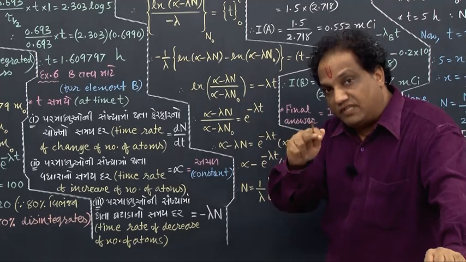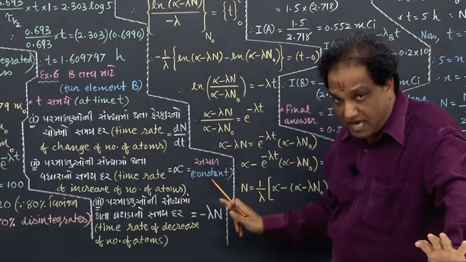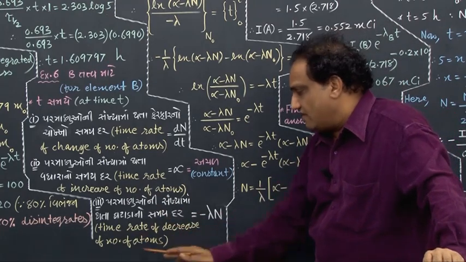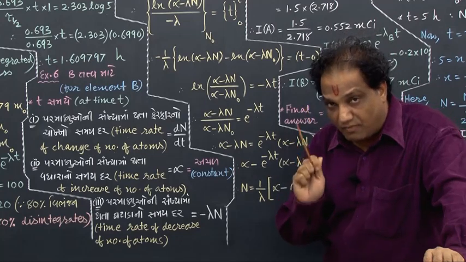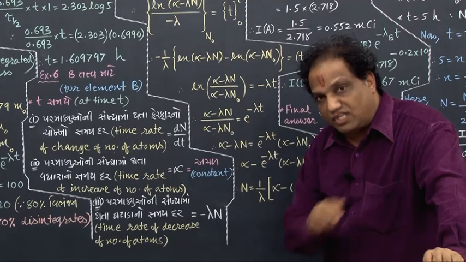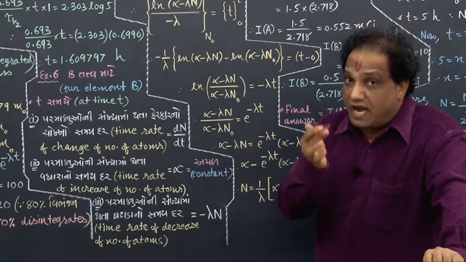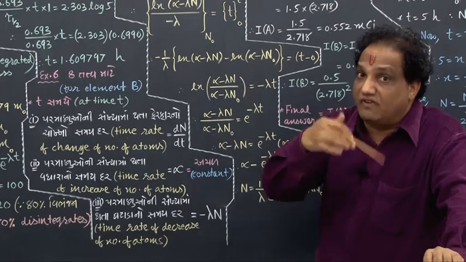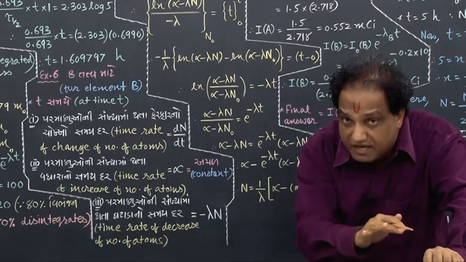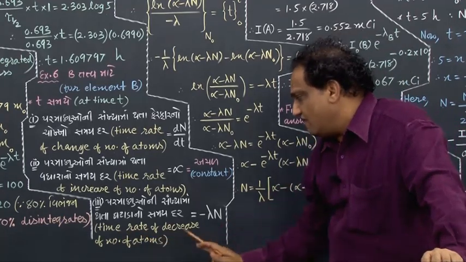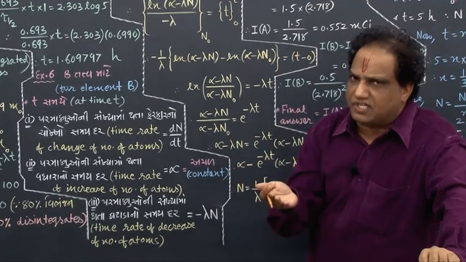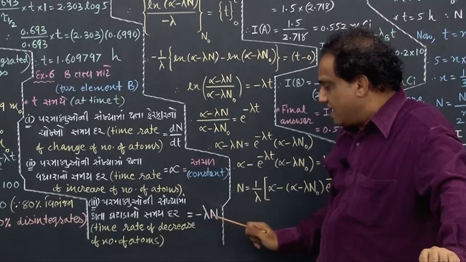And not only that, they have given that alpha remains constant with time. Fine. Then the time rate of decrease of number of atoms, I am taking minus lambda N. Why? Because the element B is also radioactive, so it will further decay. So the number of undisintegrated atoms in element B will start decreasing. That's why I am writing time rate of decrease of number of atoms in element B, and that is nothing but the rate of disintegration. Its formula is minus lambda N.